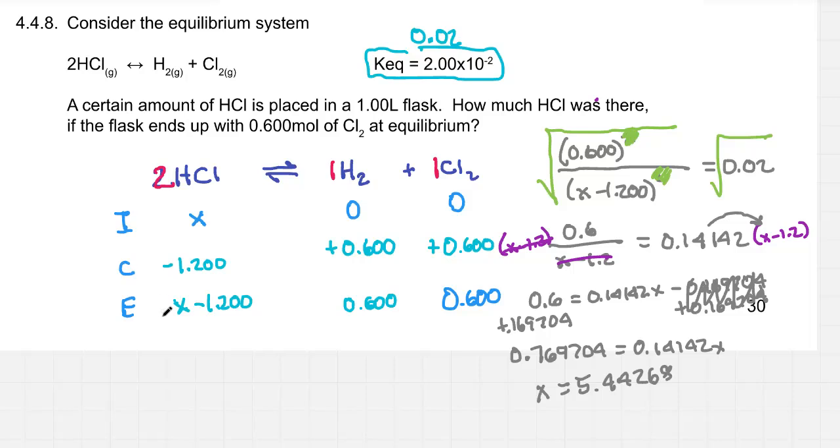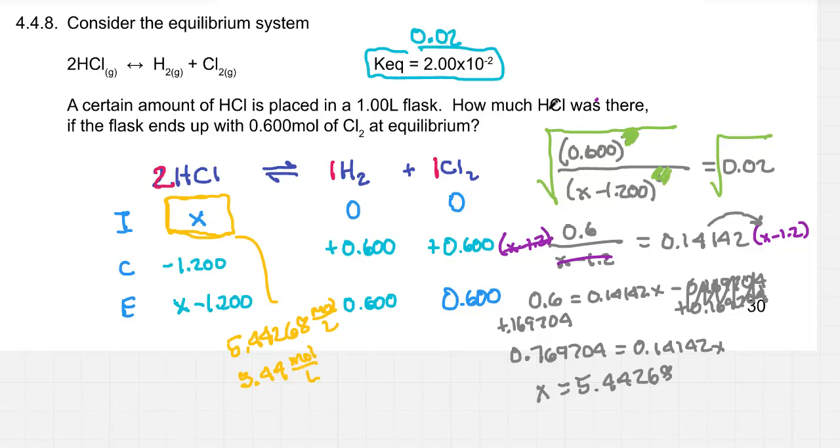So you could put that number here to get the equilibrium amount of HCl, but what they were asking for is how much HCl was there in the flask, and that number is actually X. So our answer should be 5.44268 moles per liter. Significant digit check. K has 3 digits. All of these have 3 digits. So I think I can give 3 digits in my answer. And so 5.44 would be our rounded answer, 5.44 moles per liter.